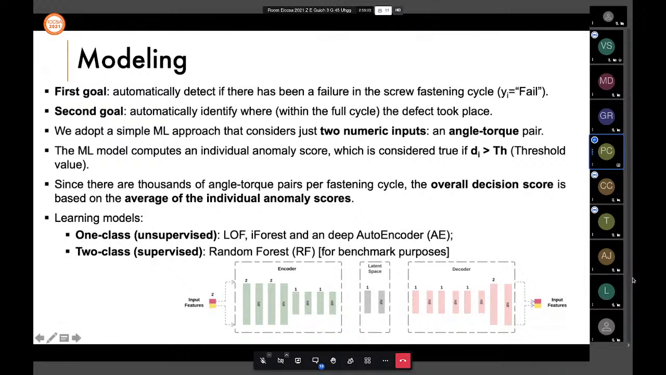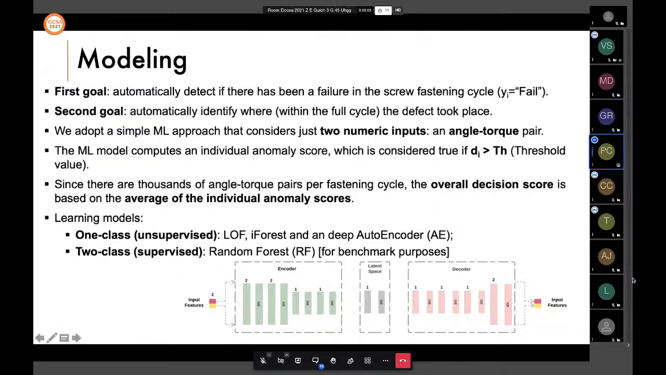In most cases, we work with one class unsupervised learning methods. Why? Because they are much easier to use. This means that they don't need to work with labeled data. We assume that the training data only includes normal cases. There's no need for labeling. And we used LOF, which is a standard statistical technique for anomaly detection, isolation forest, and a deep autoencoder. As a baseline comparison, we also tested the random forest, which is a supervised binary classification method.